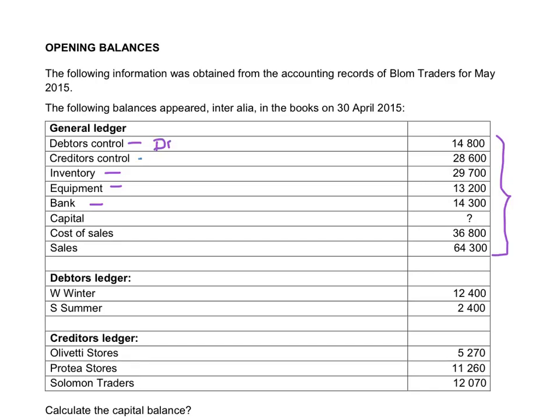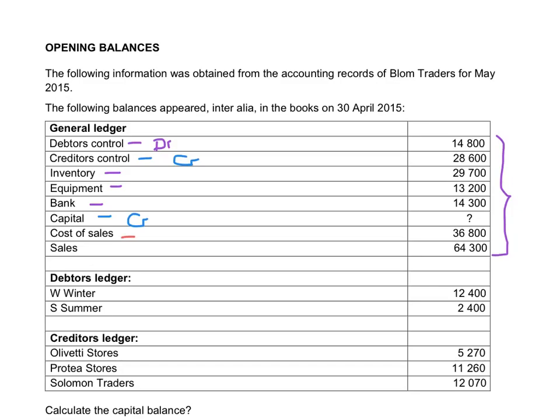Creditors is a liability and capital is equity. Creditors' liabilities increase on the credit side. Capital equity increases on the credit side. Therefore, the creditors control and the capital account will start with opening balances on the credit side.